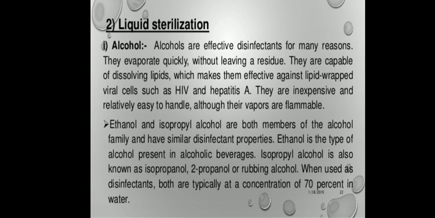Different forms of alcohol, such as ethanol and isopropyl alcohol, are both members of the alcohol family, and they show similar disinfectant properties. Generally, ethanol is present in various alcoholic beverages, and isopropyl alcohol is also known as isopropanol or 2-propanol or rubbing alcohol.